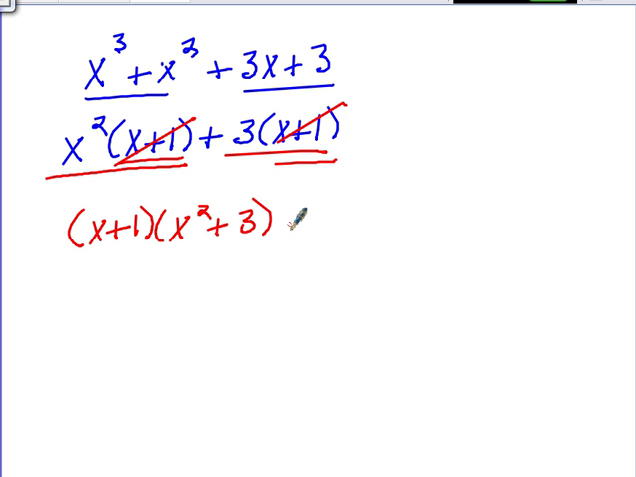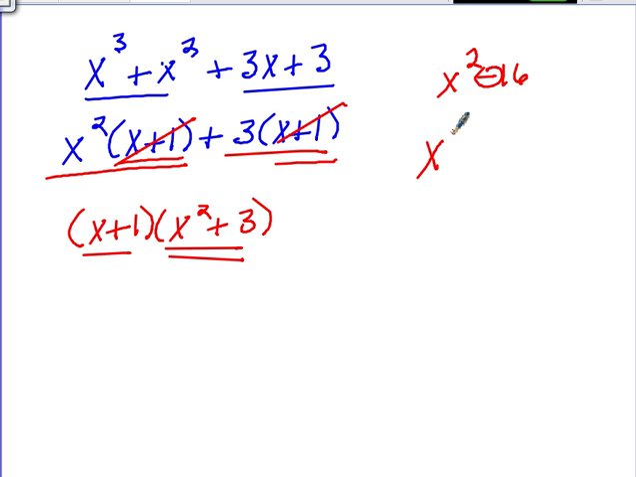Always check to see if you can factor completely. See if you can factor farther. This won't factor anymore. It's linear. It's a line, x to the first power. This will possibly factor some more. If there's 2 terms, that's when you check to see, okay, do I have a difference of squares? Perfect square difference. That factors into conjugates, x plus 4, x minus 4.